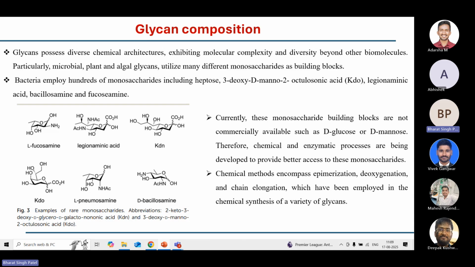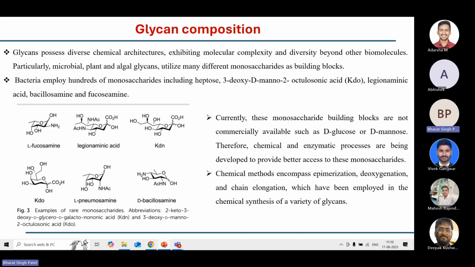If you see the glycan composition, they have different monomers of the sugars. Generally, if you see the bacteria, they have a lot of rare sugars. Those are not commercially available in nature, and those cannot be simply modified with protecting groups. Before that, there will be modification in the orientation of the hydroxy group, or even the functionality needs to be changed as well.